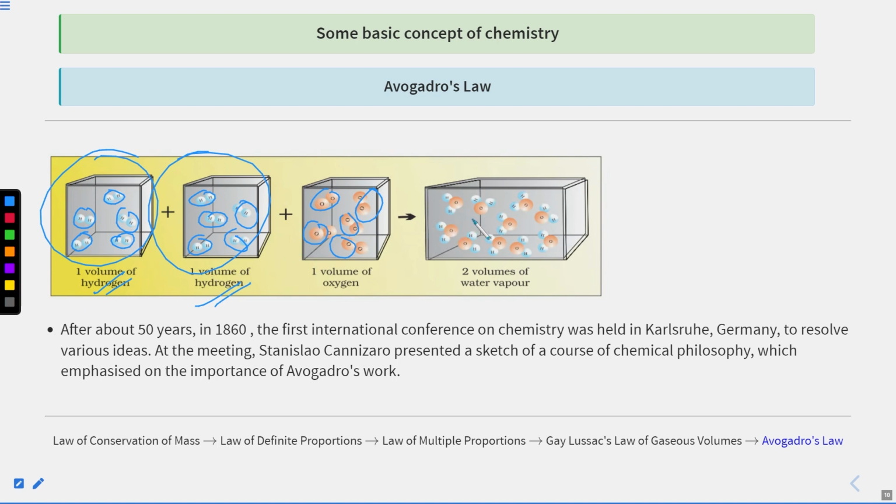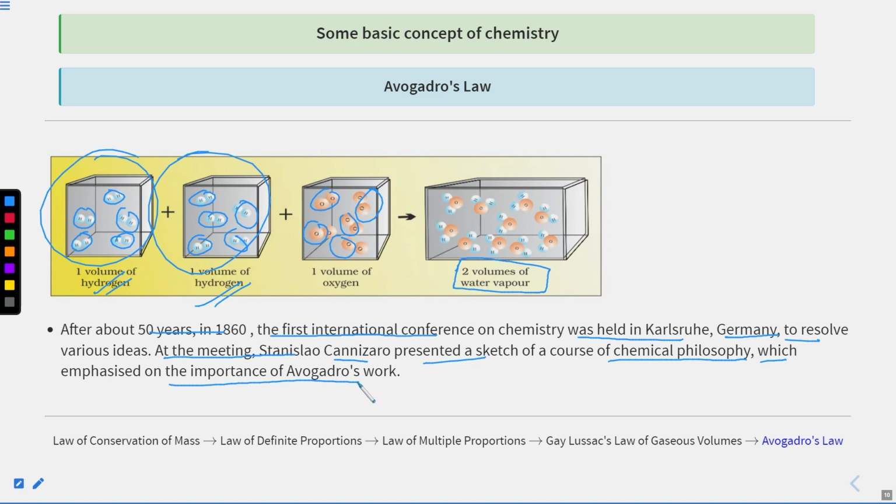Now you will say, sir, here more molecules are present. See, we have taken two volumes rather than one volume, so of course it will change. After about 50 years, in 1860, the first international conference on chemistry was held in Karlsruhe, Germany, to resolve various ideas. At that meeting, Stanislao Cannizzaro presented a sketch of a course of chemical philosophy which emphasized the importance of Avogadro's work. Clear? So later on, this law gained recognition.